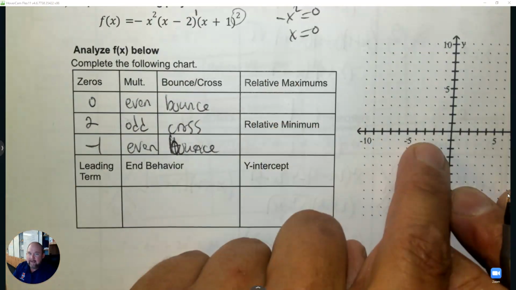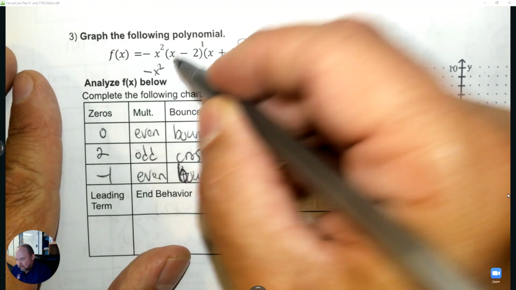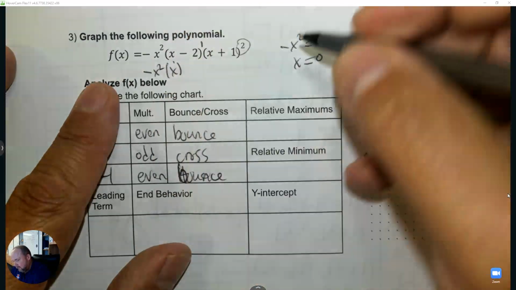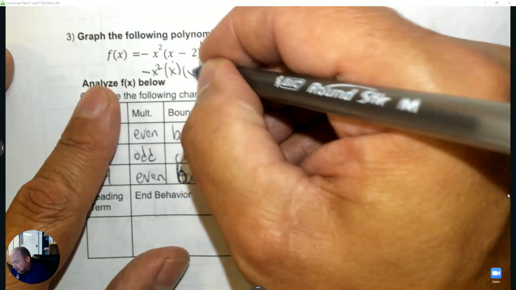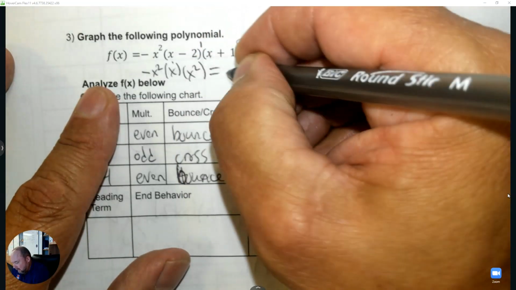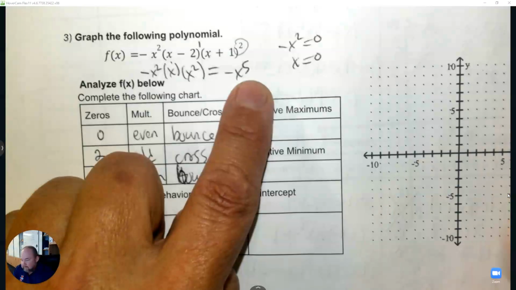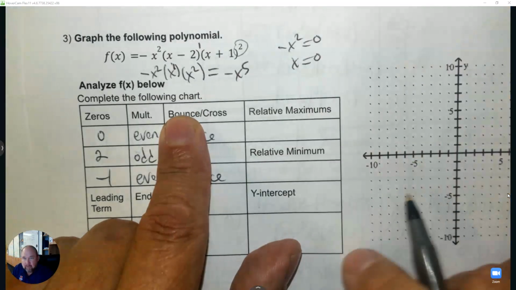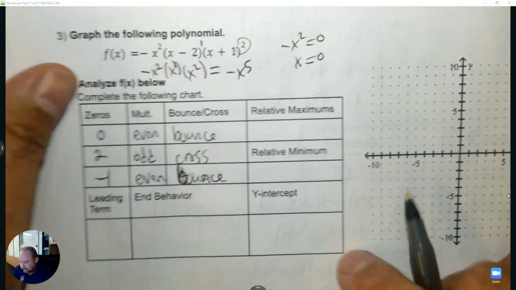Next, these will be at the end. What's the leading term? This one's a little tricky. So do you see negative x squared? Then it's times x. And then times x squared. So we take every power term and multiply it all together, and you get negative x to the 5th by adding all the exponents. 2 plus 1 plus 2. And it's negative in front.